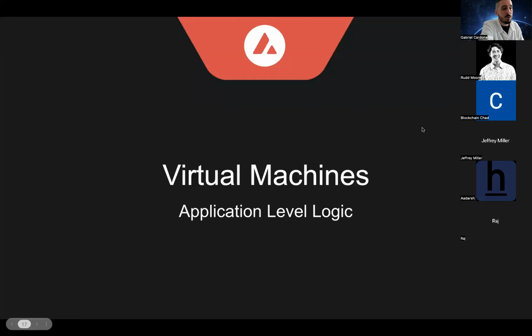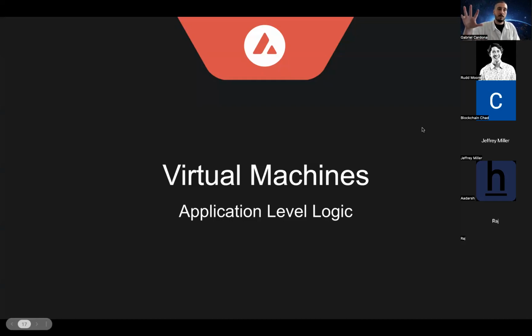Next, we have virtual machines. A virtual machine defines the application level logic of a blockchain. In technical terms, it specifies the blockchain state, a state transition function, transactions, and then an API through which users can interact with your blockchain. And every blockchain in the Avalanche network is an instance of a virtual machine.